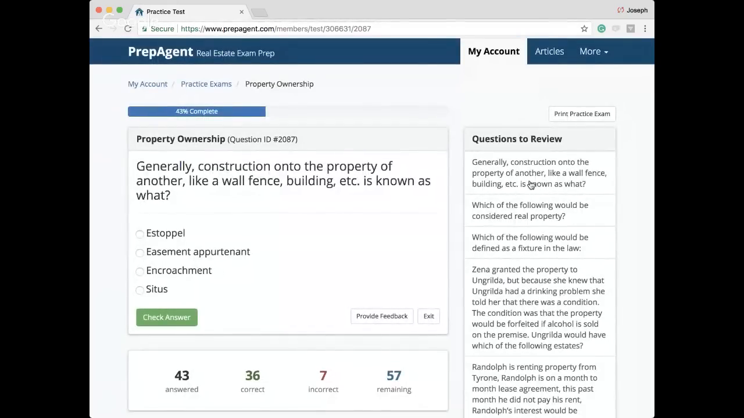Generally, construction onto the property of another, like a wall, fence, building, etc., is known as what? A, estoppel, B, easement appurtenant, C, encroachment, or D, situs? What do you guys think?